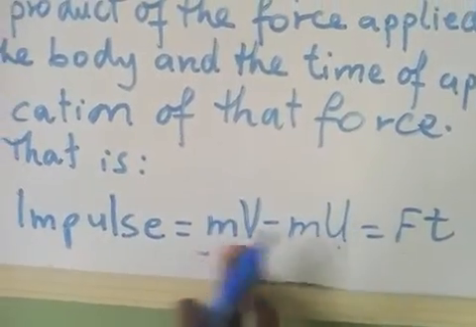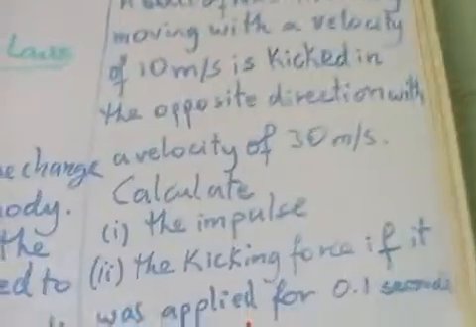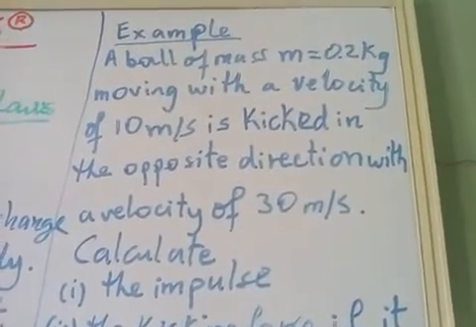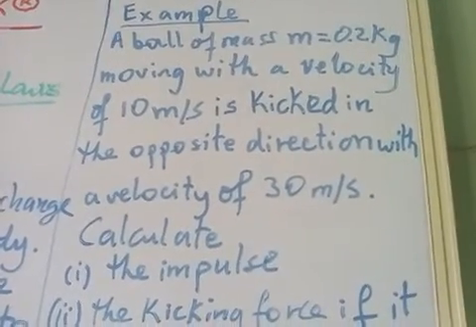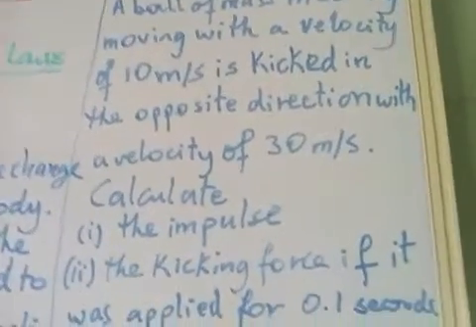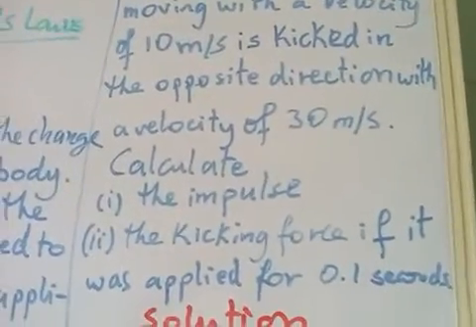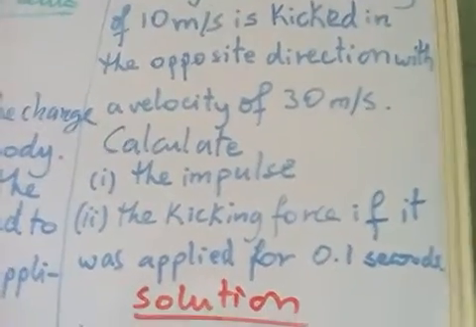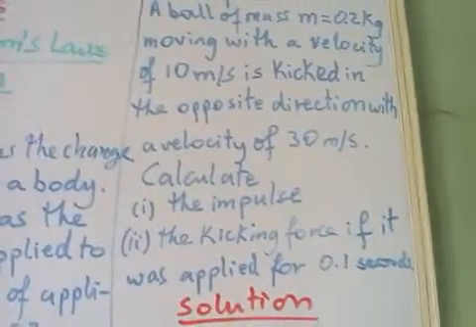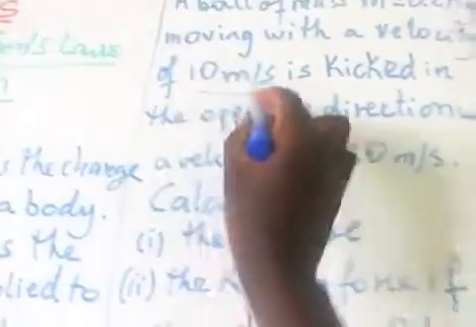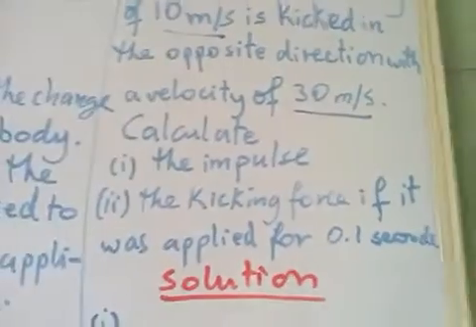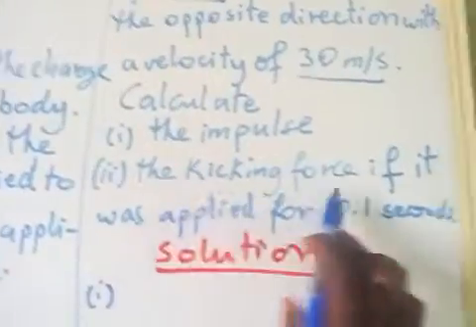Okay, so now let's see an example for us to understand better. A ball of mass 0.2 kg moving with a velocity of 10 meters per second is kicked in the opposite direction with a velocity of 30 meters per second. Calculate (i) the impulse, (ii) the kicking force if it was applied for 0.1 seconds. So here you have a ball that was initially moving in a straight line with a velocity of 10 meters per second that is kicked in the opposite direction with a velocity of 30 meters per second, and we are asked to calculate the impulse and the kicking force.